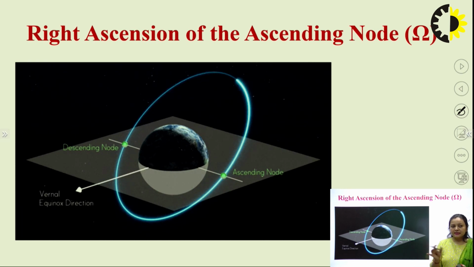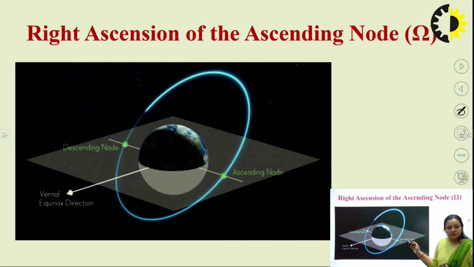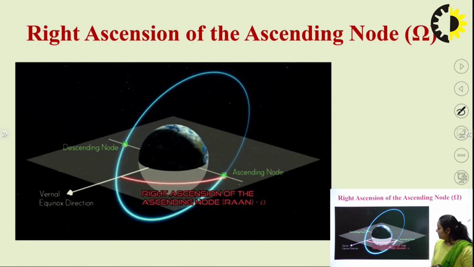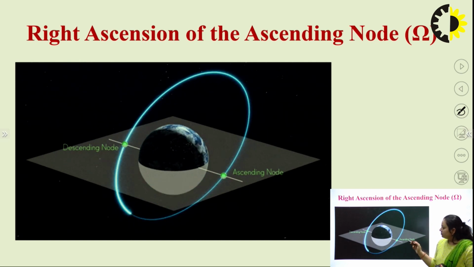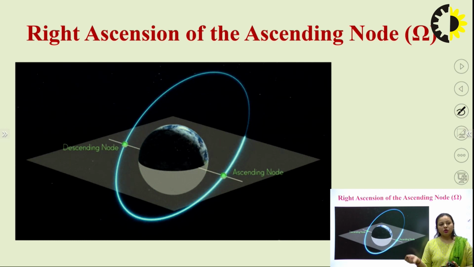We have already discussed this in the previous one. Now the vernal equinox direction, we said that it will be the line joining the center of the sun with the center of earth at the vernal equinox, that is on 21st March. So this is my first point of Aries direction. Now the angle which this ascending node makes with the first point of Aries direction, we call it the right ascension of ascending node.